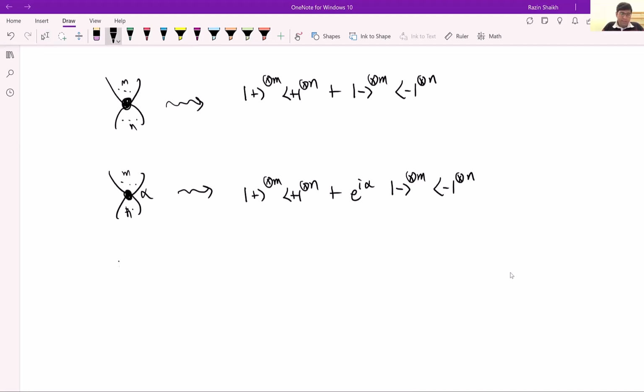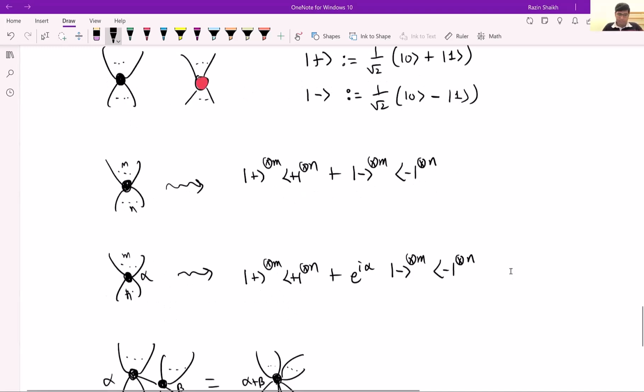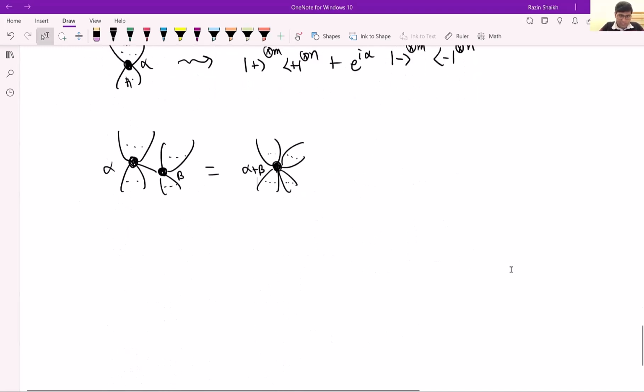Now, this X spider behaves again like the Z spider in that it also has the same sort of fusion rule. So if you have any two X spiders that are connected with some connection in between, they fuse to become one big spider. And the angles also add up.